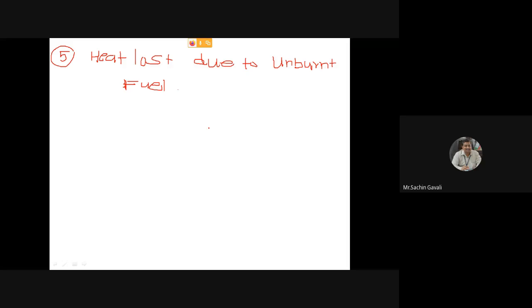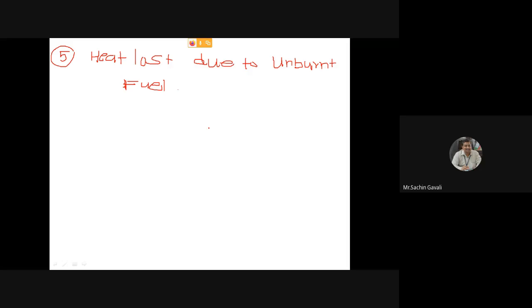The calorific value of unburnt fuel is not utilized to convert water into steam. Okay, next line.